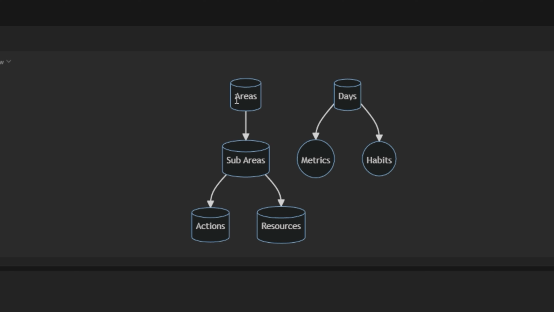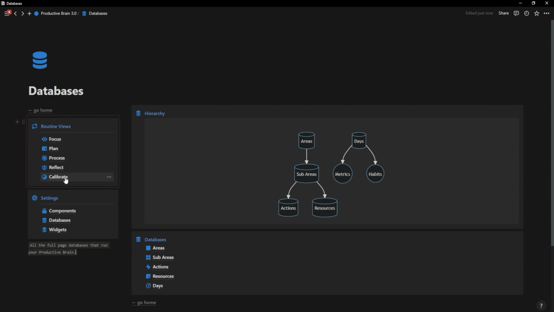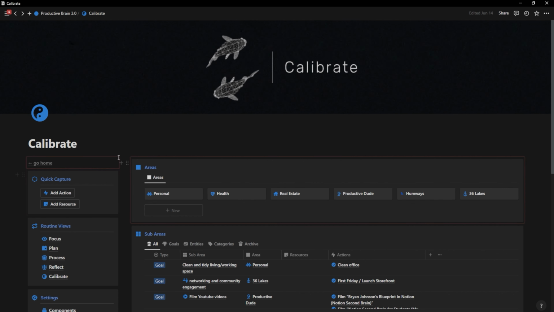Now, areas are basically the most important thing in our world. So if I go to the calibrate routine, I'm jumping around a lot here, I apologize, but the calibrate routine is where you can see the big picture. What areas in your life are you focused on? These are all of the areas in my life. I have personal, health, real estate, Productive Dude, Humways, and 36 Lakes.